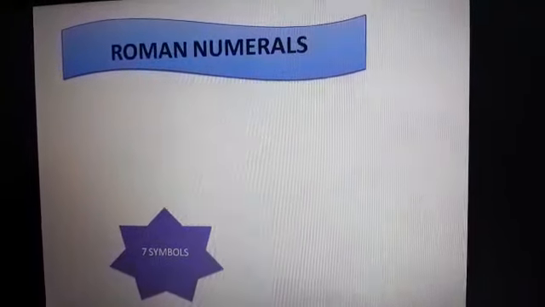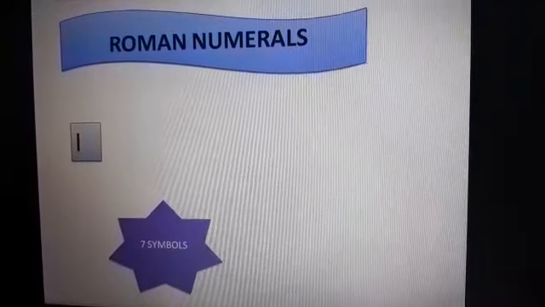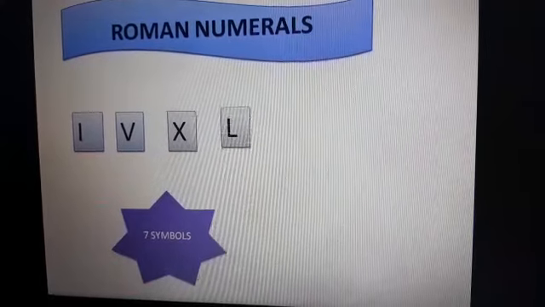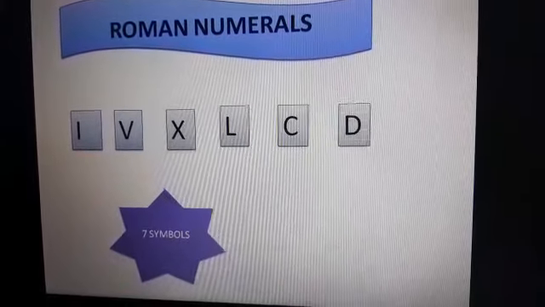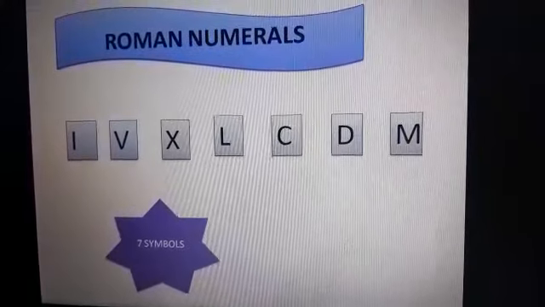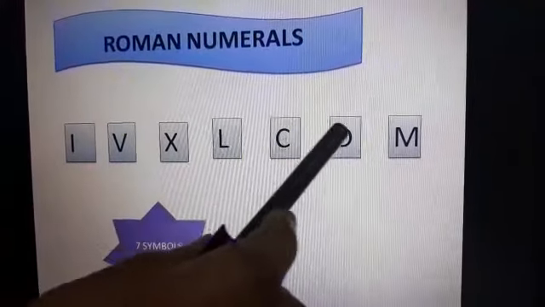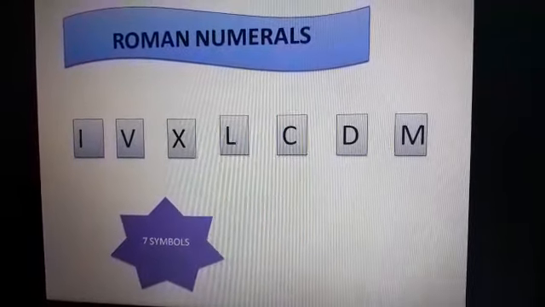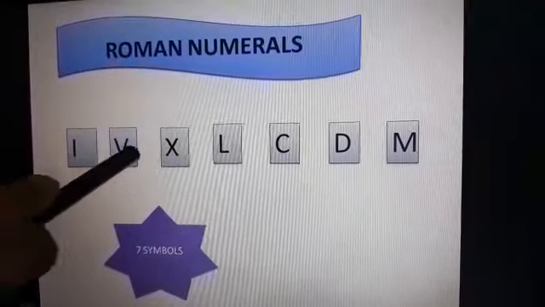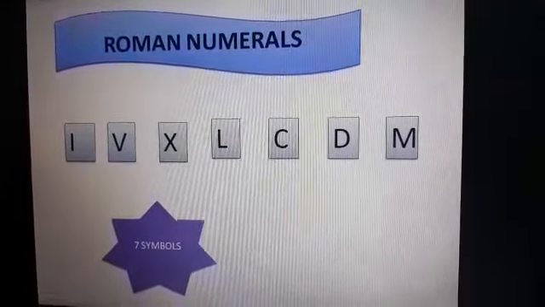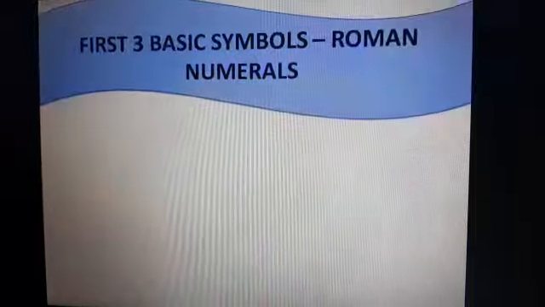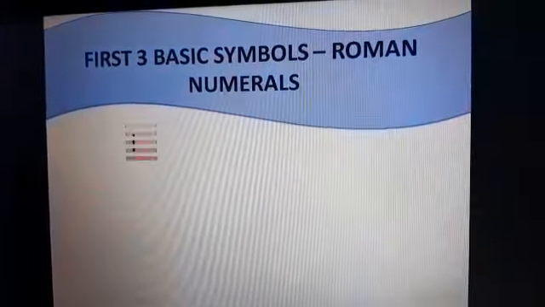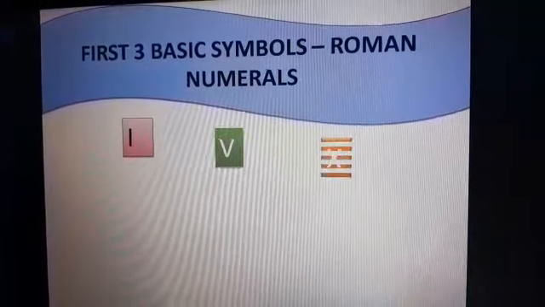And what are they? They are I, V, X, L, C, D and M. So just count and find how many symbols there are. There are a total of 7 symbols. But in this class we are only going to study the first 3 symbols. And what are they? The first 3 basic symbols of Roman numerals are I, V and X.